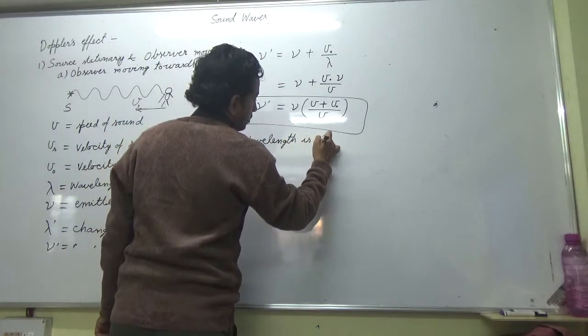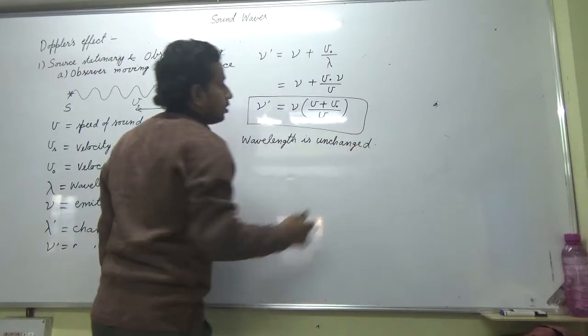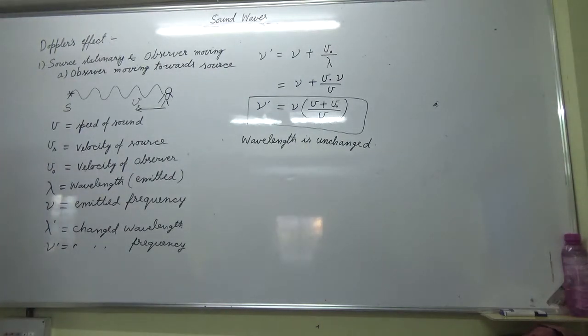Is unchanged. Okay, one thing you have to notice here is all these velocities which are given, these are with respect to what? Velocity is not an absolute quantity. Velocity is a relative thing. So these velocities are with respect to what? Ground.